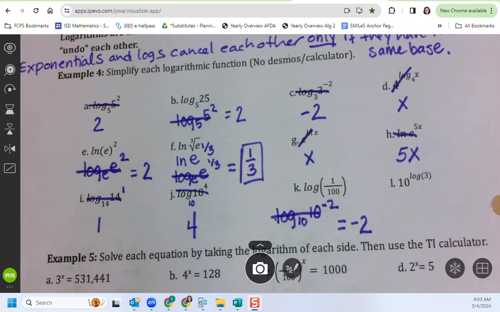Wait, can you say that again? Yes. Oh wait, never mind, I get it. Okay. It's a fraction. Okay.